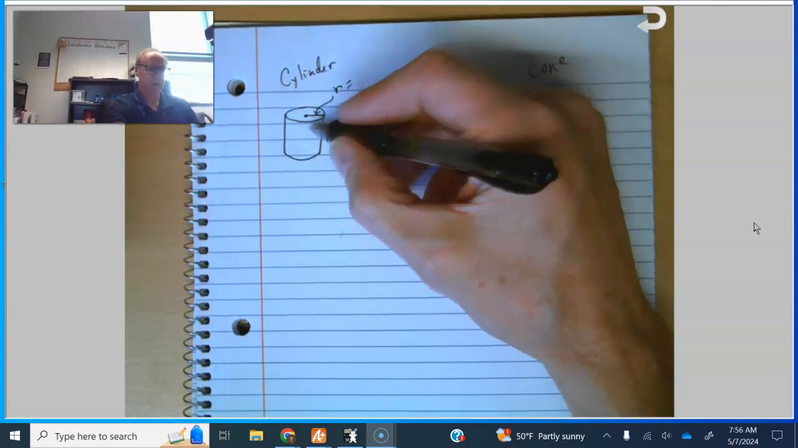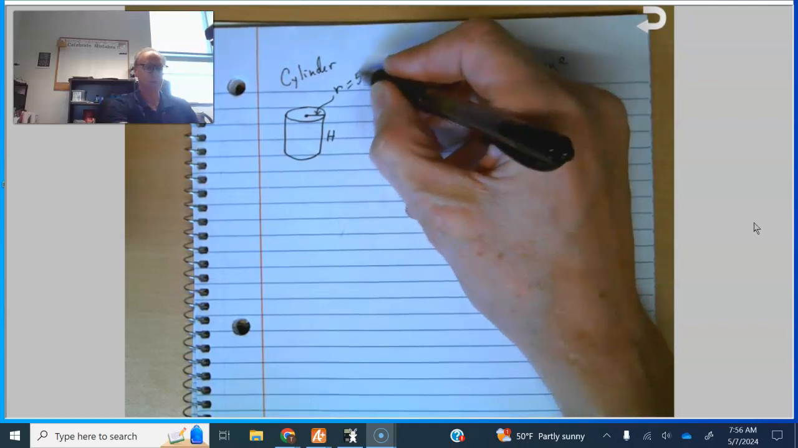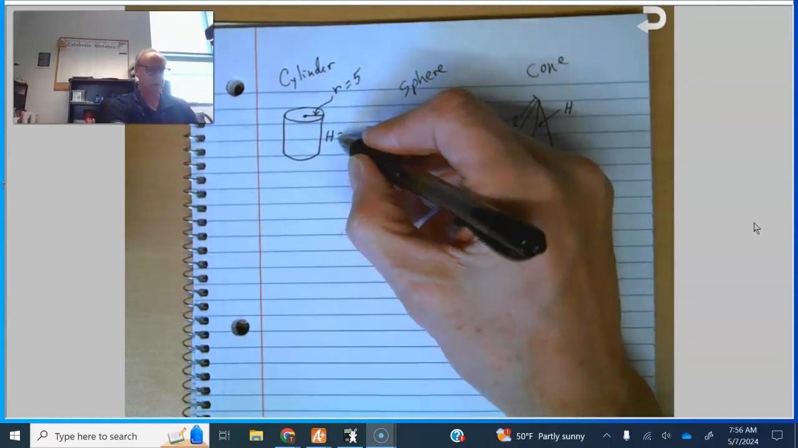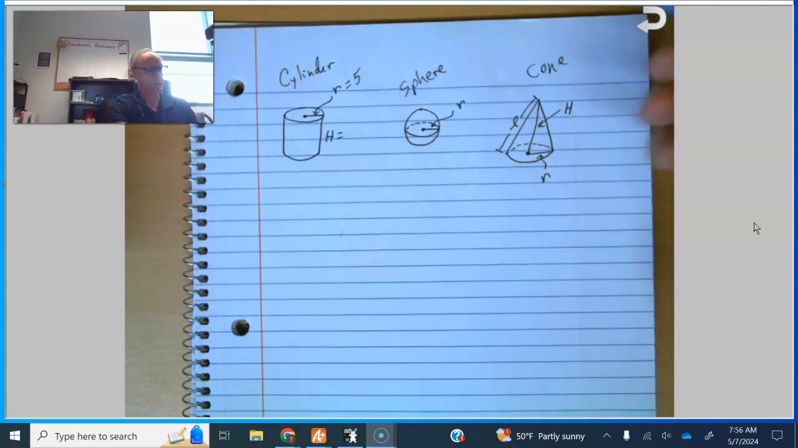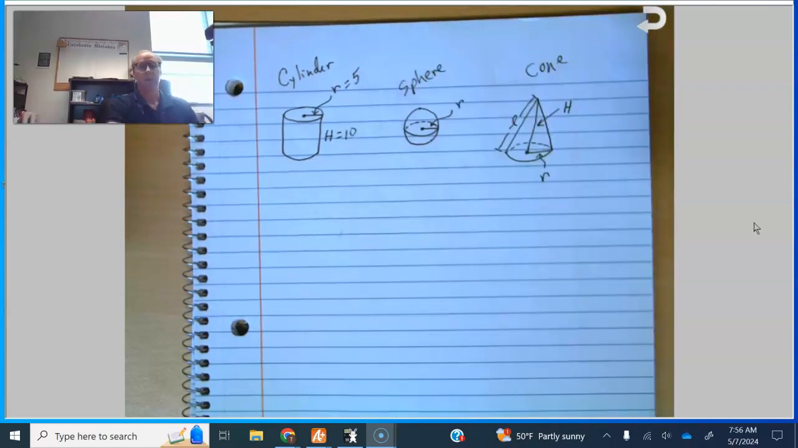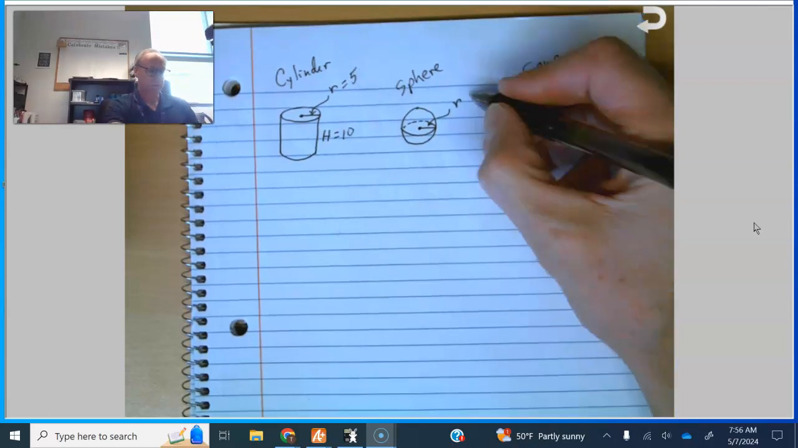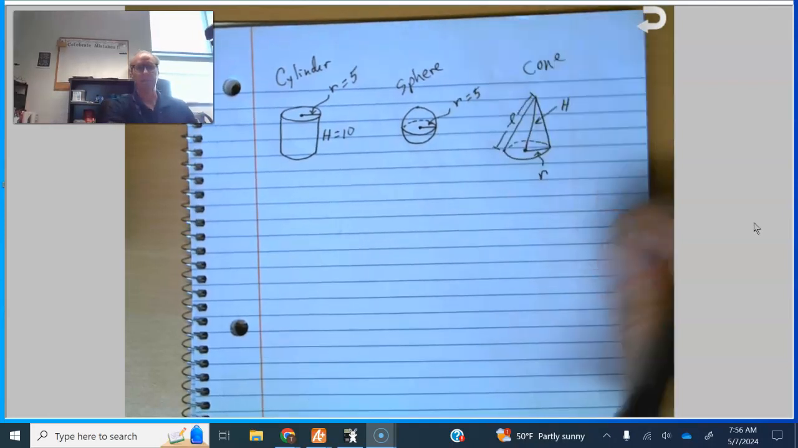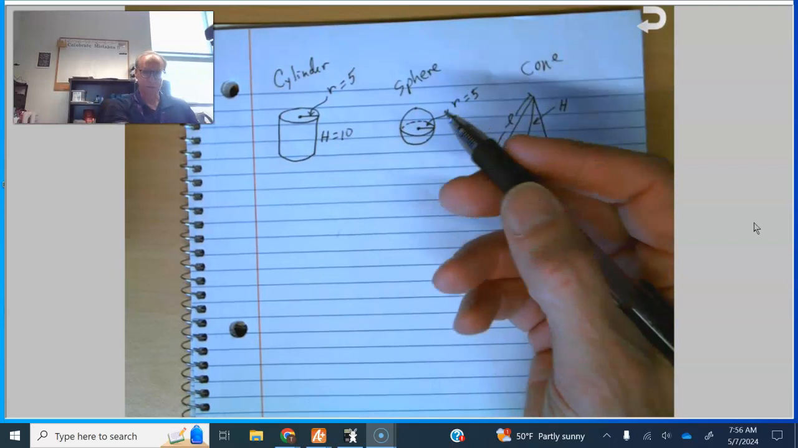So my radius on my cylinder is going to be 5, and I'll go ahead and use a height of, let's go with 10, I guess. This one's also going to have a radius of 5, so we can compare them. So let's go ahead and do our cylinder.